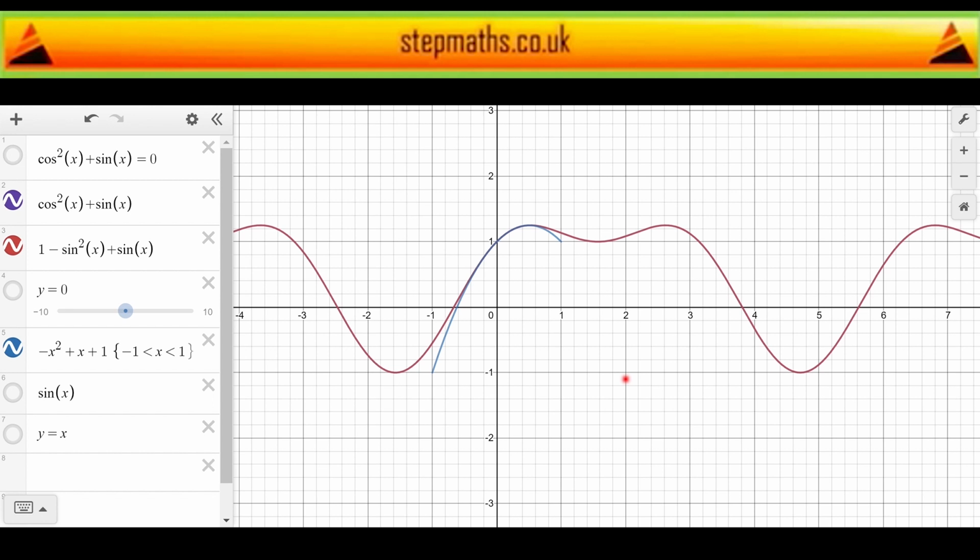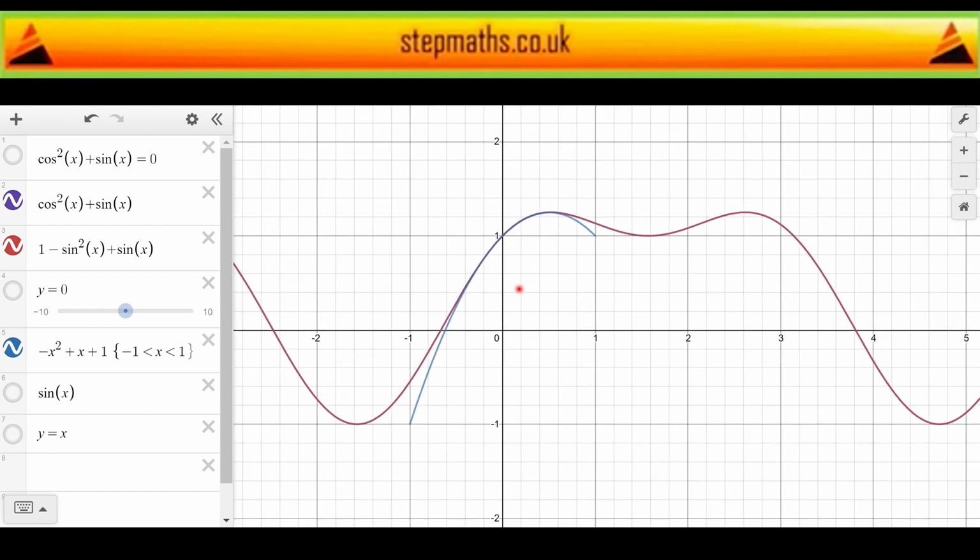One other interesting thing to note is that this quadratic seems to approach our original function in this region here, close to x equals 0. And why is that? Well, you've probably all heard of the small angle approximation for sine, and this is the reason why the graphs approach.